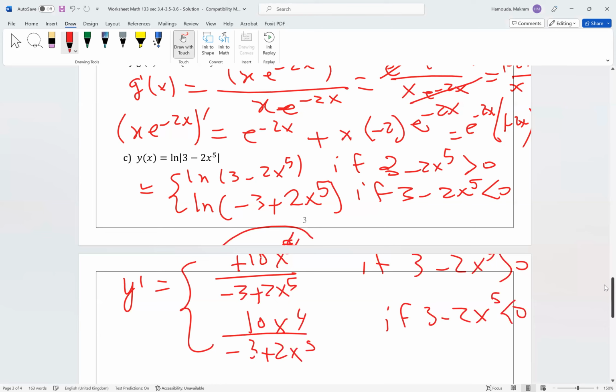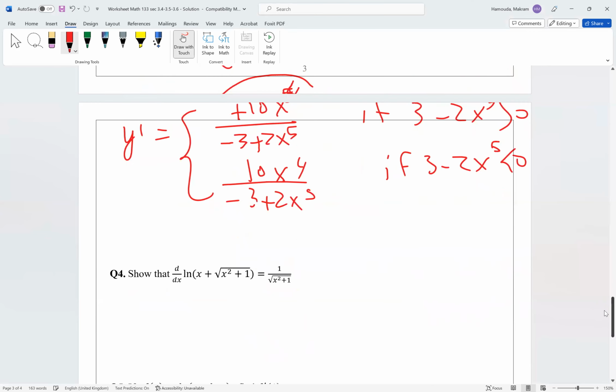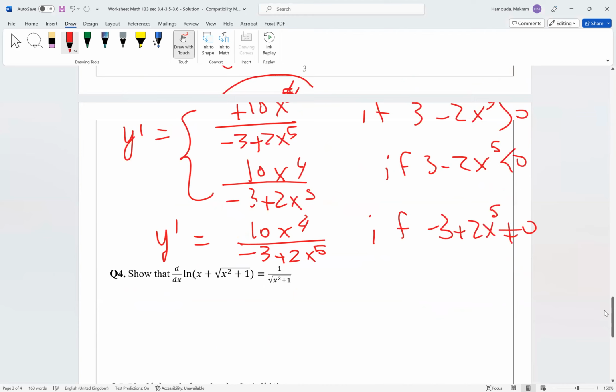Okay, so in conclusion, I will say that y prime is equal to 10x power 4 over minus 3 plus 2x 5 if, of course, minus 3 plus 2x 5 is not equal to 0. That's the only condition. So positive or negative, but not equal to 0.